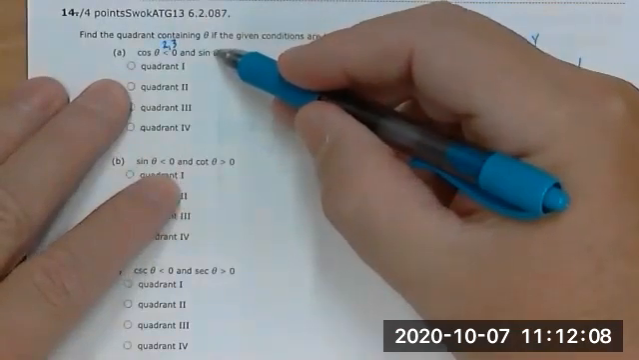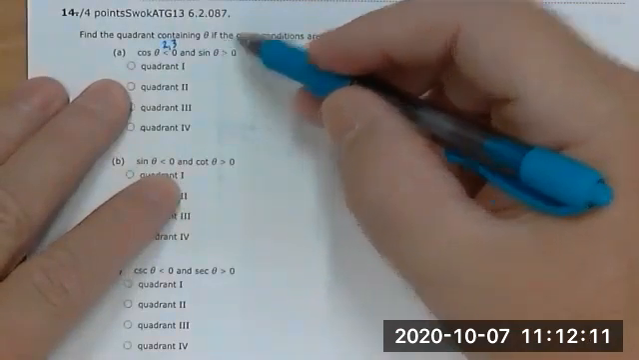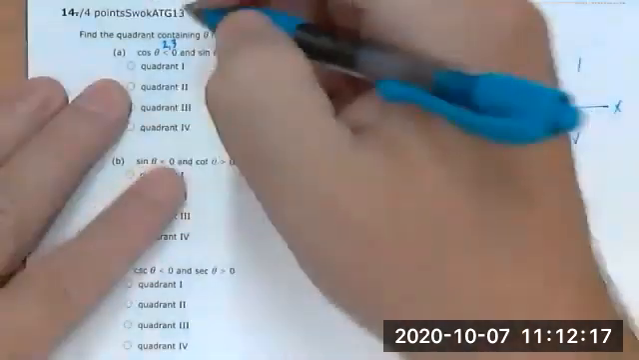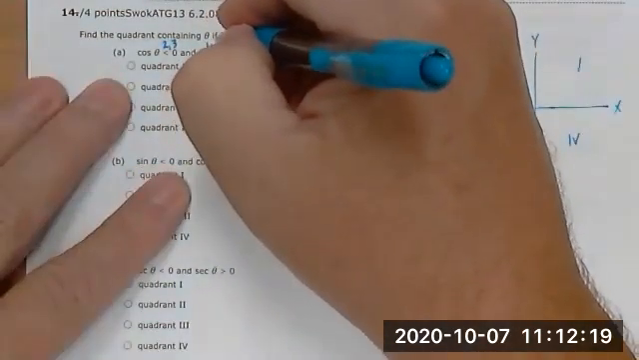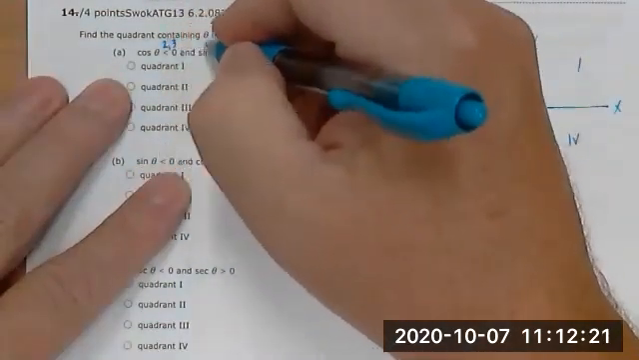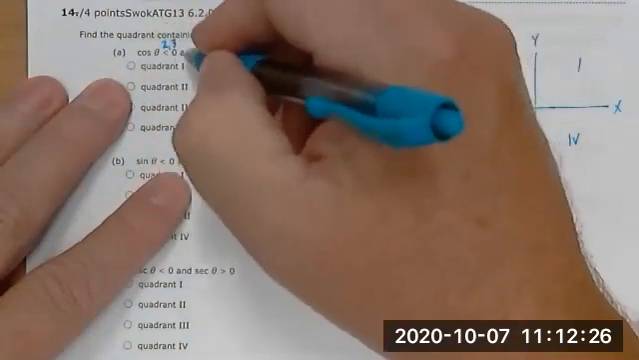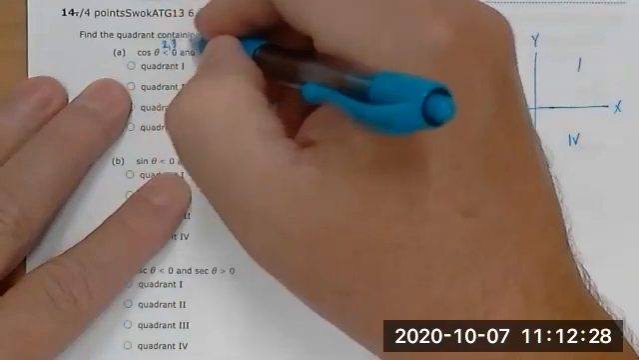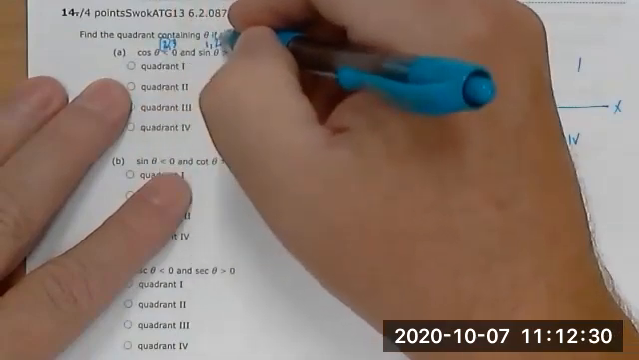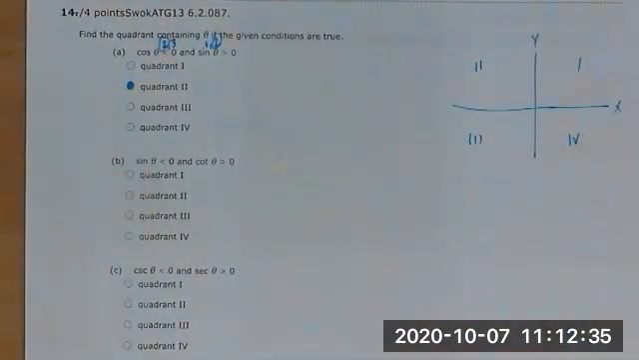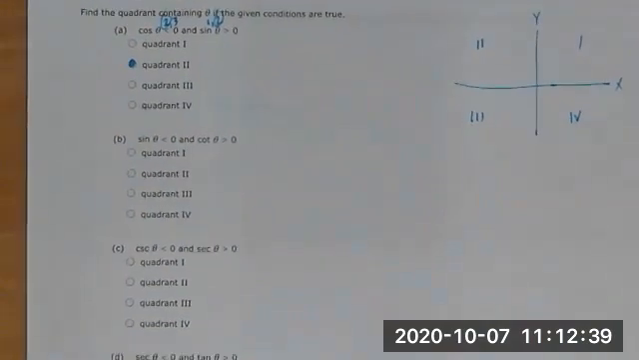But to say at the same time, the sine of theta is positive. Where is the sine of theta positive? The sine tracks y. Where is y positive? Quadrants 1 and 2. So both of these conditions have to be true. Well, if they both are true, then obviously theta has to be in quadrant 2 because the 2 is in common. So there's your answer, quadrant 2. So that's how you do all these.